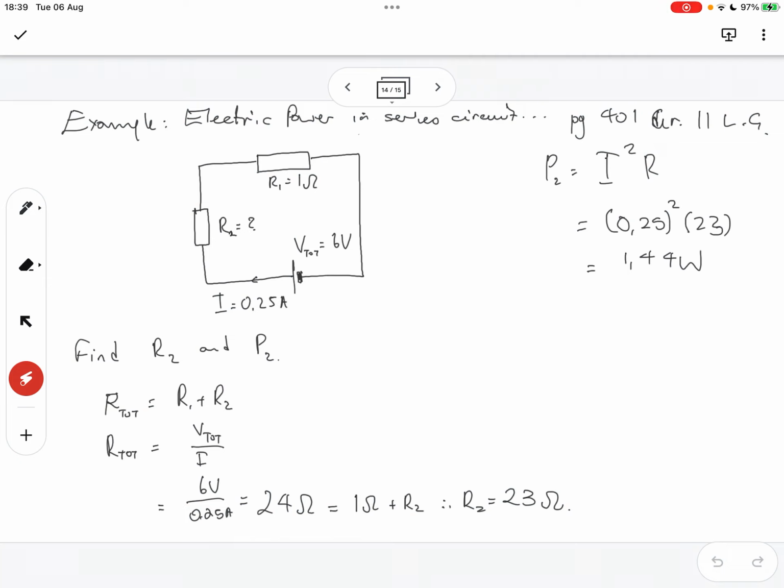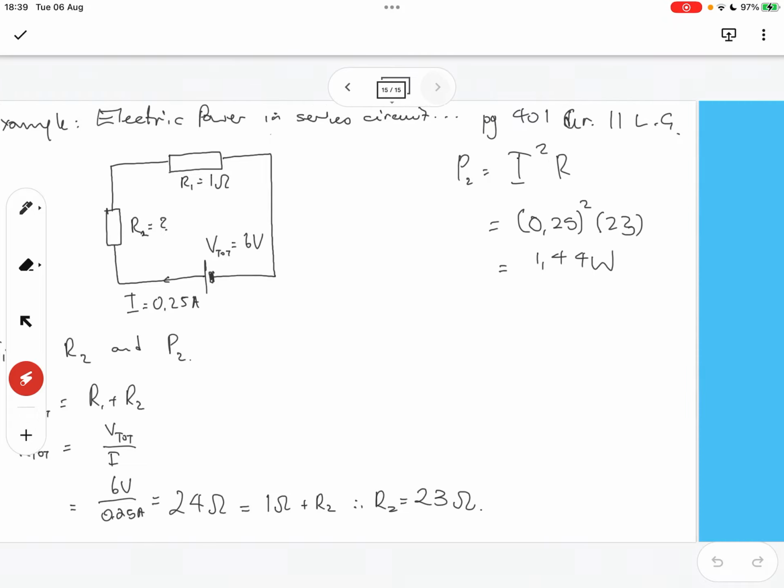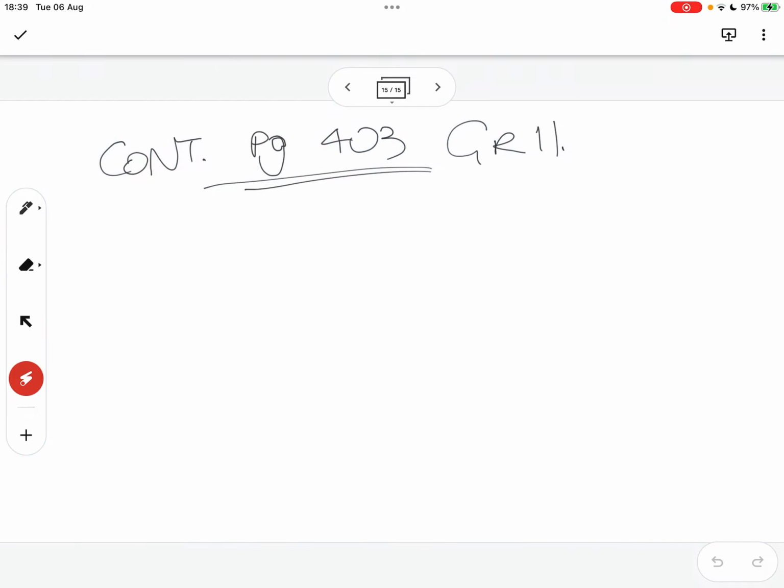Then also still in a series circuit, applying similar concepts where you have the current, you have the voltage, but you're missing the resistance in one resistor, and using that information to find that missing resistance. And we said we'll continue from page 403.